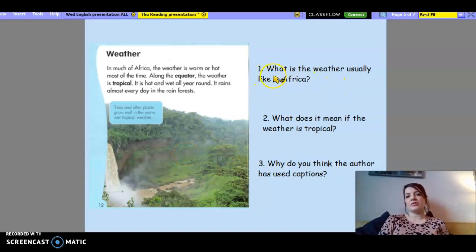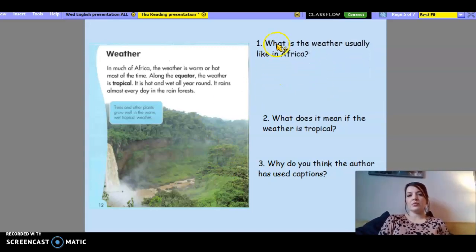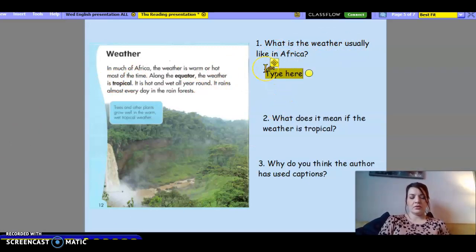So let's have a look at those questions. What is the weather usually like in Africa? What would you say? So that word usually, I saw a word that means the same as that. Did you spot this bit? Most of the time. So what does it say? Let's read that whole sentence. In much of Africa, the weather is warm or hot most of the time. What is the weather usually like in Africa? I'm going to write down warm or hot.